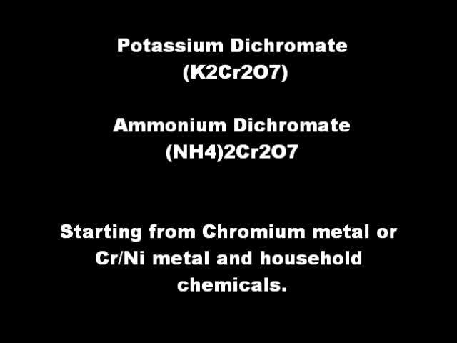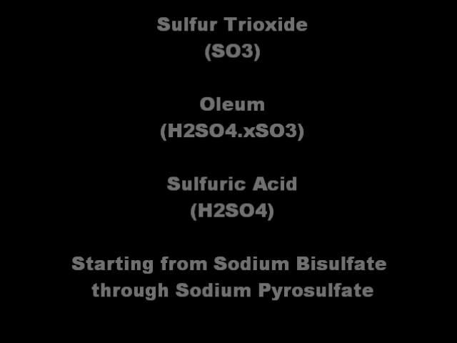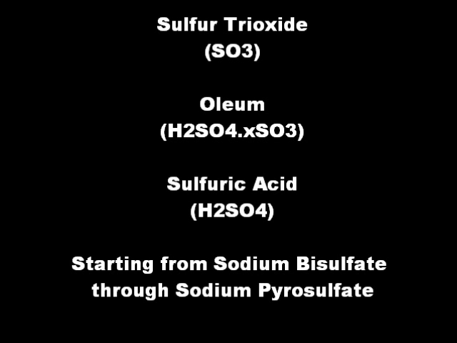This video will also contain how to make ammonium dichromate instead of potassium dichromate. You can choose that yourself when you are watching the video. I'm going to show you how to make sulfur trioxide and how to convert that to oleum and to sulfuric acid. Sorry, I was joking there.